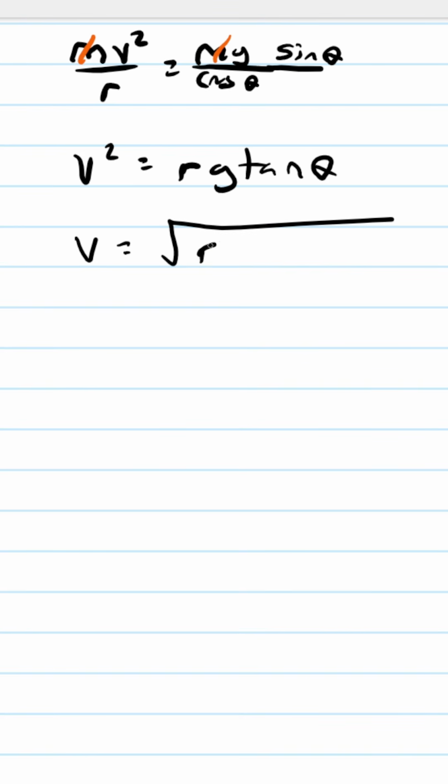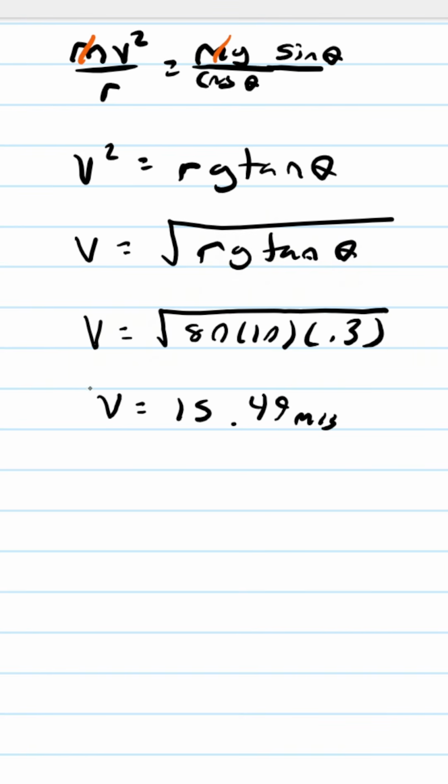Now we can go ahead and cancel out the masses and rearrange our equation, and we get that v squared equals the radius times gravity, and this sine over cosine theta just equals tangent of theta. Now all that's left is to take the square root and plug in our values. And that's our final answer.